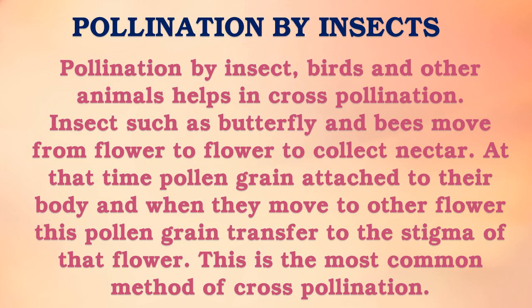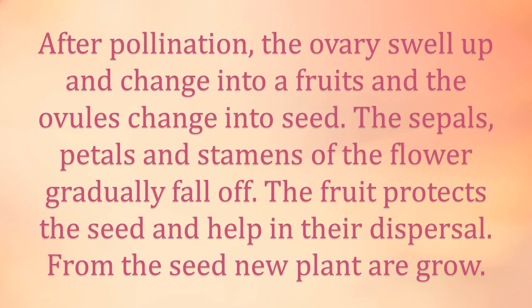Insects such as butterflies and bees move from one flower to another flower to collect nectar, as we have already discussed earlier. So this is also a common method of cross pollination. In a different method, pollen grain is transferred from the anther to the stigma.